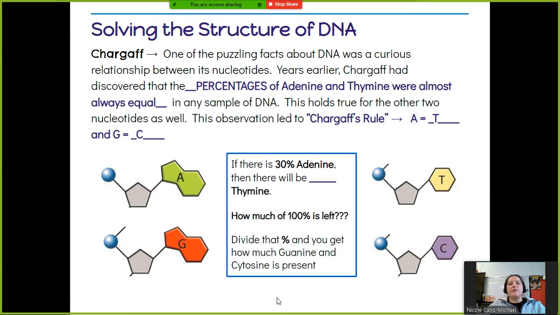This holds true, by the way, for the other two nucleotides as well. And this observation led to Chargaff's rule, where we note that adenine and thymine are always present in the same percentages, and guanine and cytosine are always present in the same percentages. So this leads us to being able to make predictions, which is what all good scientists do. So the question here is, if there is 30% adenine, then how much thymine will there be? Well, let's take a look.